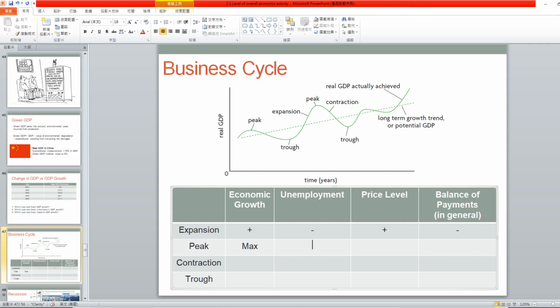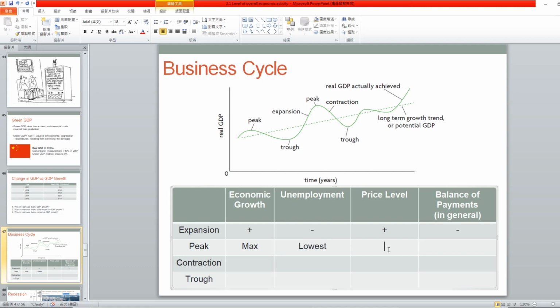But what about unemployment? What kind of unemployment level would you see at the peak? If you follow this logic, the lowest. So let's put lowest here. You can see from the logic that when the expansion is going on, the unemployment level will be decreasing. So we expect that when we are reaching the peak, the unemployment level should be at the lowest point.